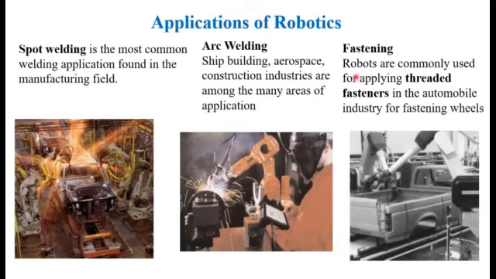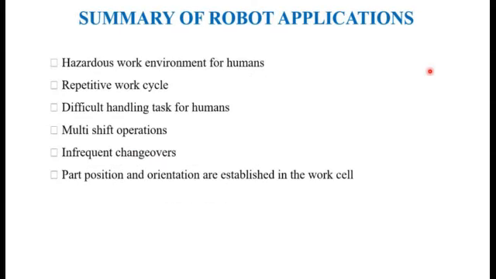Then in case of fastening, robots are also mostly used. Robots are commonly used for applying threaded fasteners in the automobile industries, or in the fastening of vehicles or fastening of wheels. These robots are used for fastening purposes as well. So these are the various applications of robots.